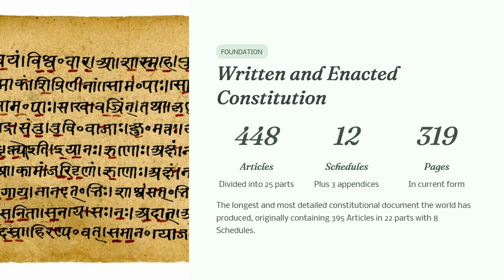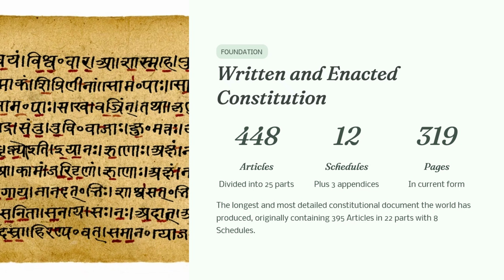Moving on to see the salient features of the Indian Constitution. The first one is it's a written constitution. As you know, the Republic of India has a written and enacted constitution. It contains 448 articles divided into 25 parts, 12 schedules, and 3 appendices. In its present form, it covers 319 octavo pages.